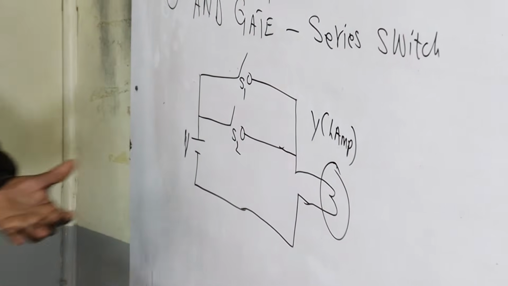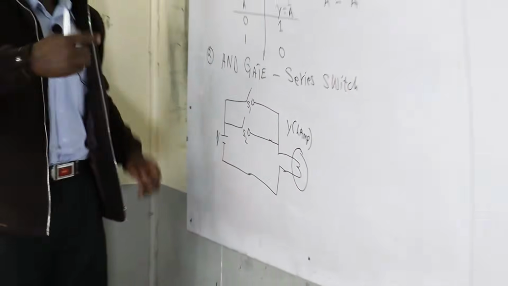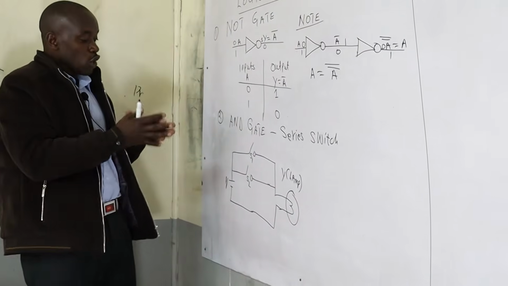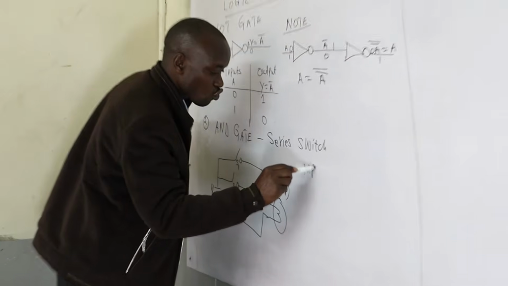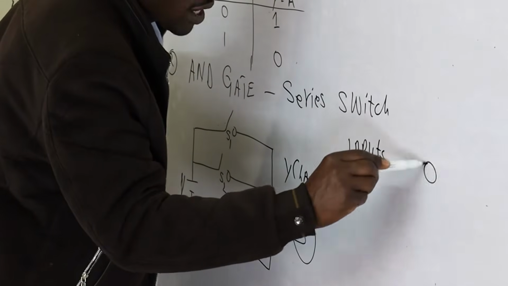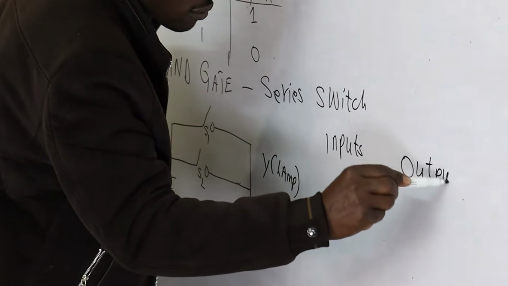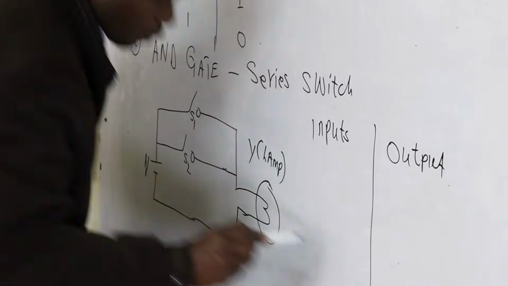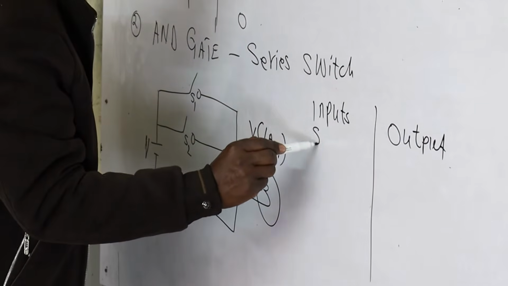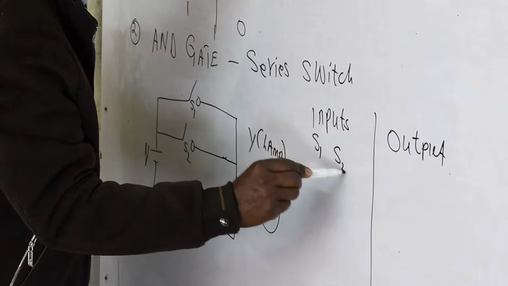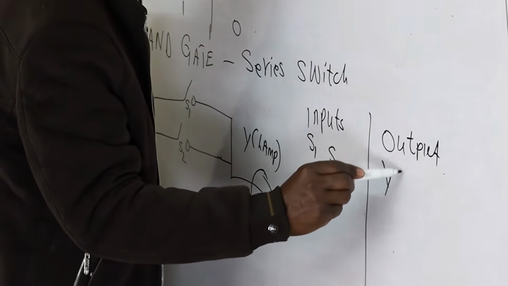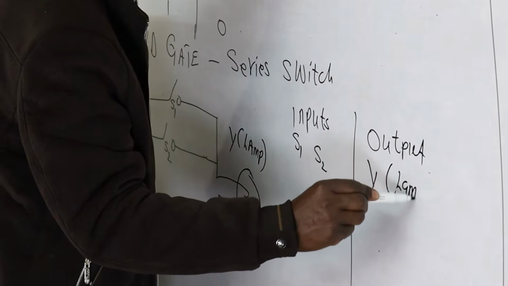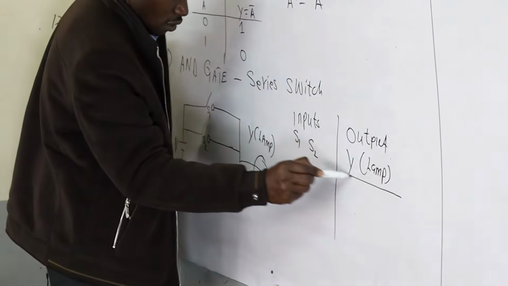So let us see what will happen. I can draw now the table of this switch and see the way it is going to apply. So we have the inputs, we have the outputs. Our inputs now are switch 1 and switch 2. Then our output is the Y, which is our lamp. Let us see when it will be on and when it will be off.